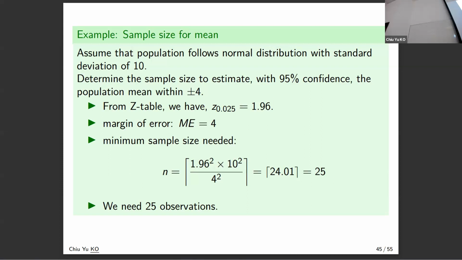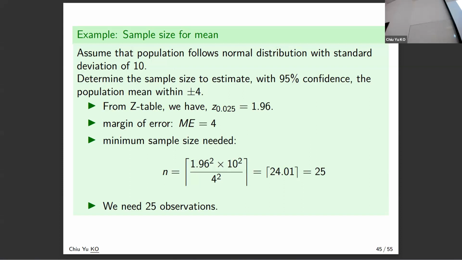If you get a wrong guess, you just get a larger sample size. There's no problem. You can make a larger overestimation. Now, what we want is, suppose I want to get the average IQ in Hong Kong with the margin of error of 4.